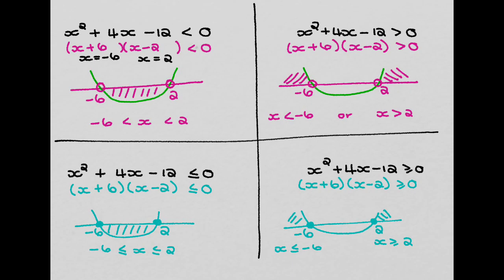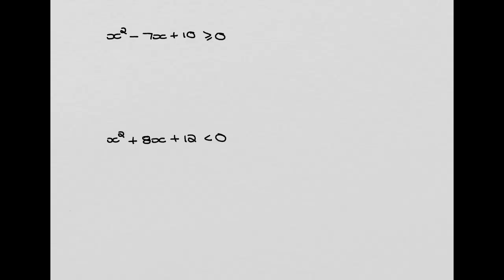I'll do a few more examples with you, and then you've got independent work. So let's pretend these are two questions. For the first one, the first thing you always do is factorize it. So I'm going to factorize this quadratic, and I've got x minus 5 and x minus 2 greater than or equal to 0.